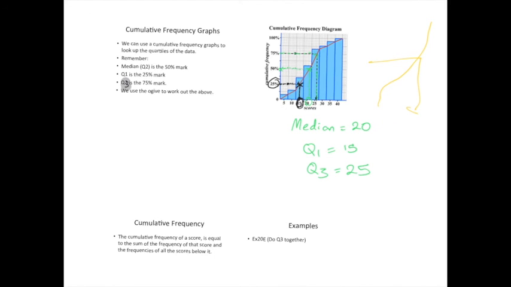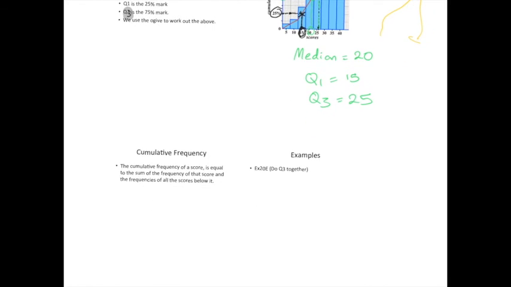I might show you an example of that, but first, the cumulative frequency of a score is equal to the sum of the frequencies of that score and the frequency of all the scores below it, but we've talked about that before.